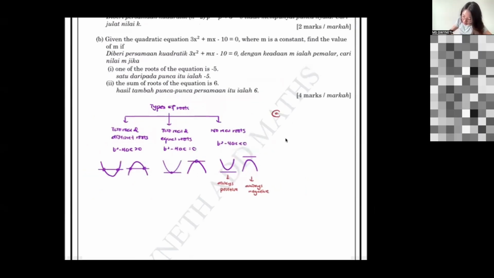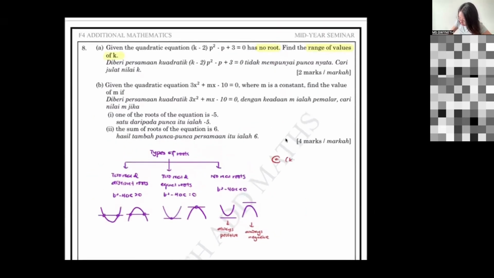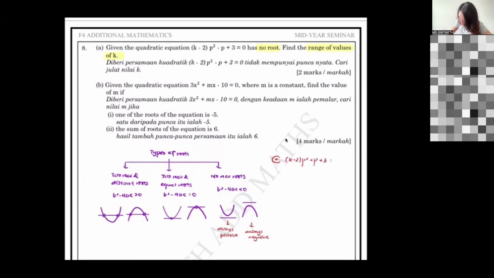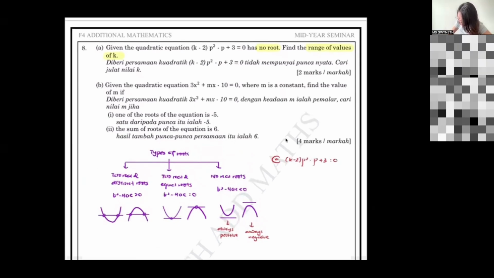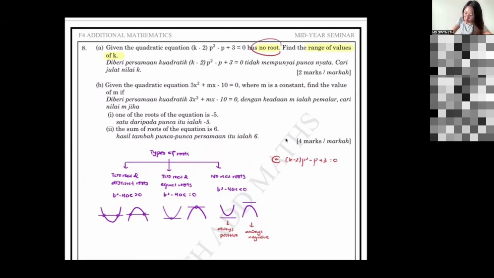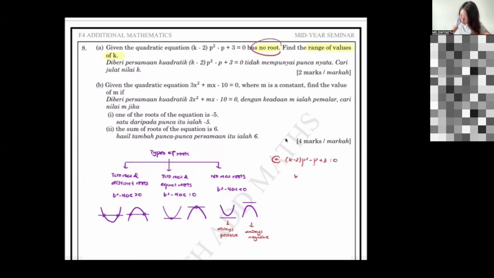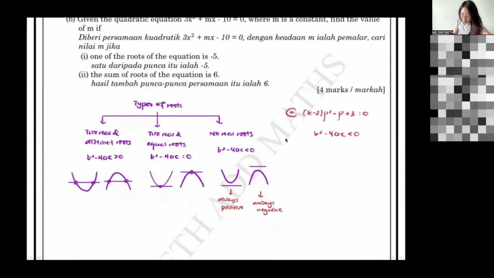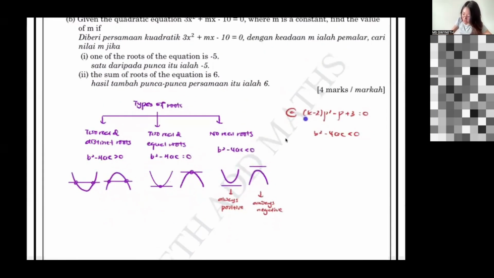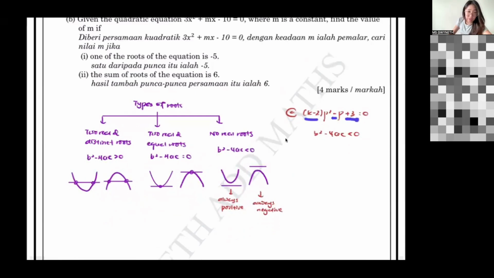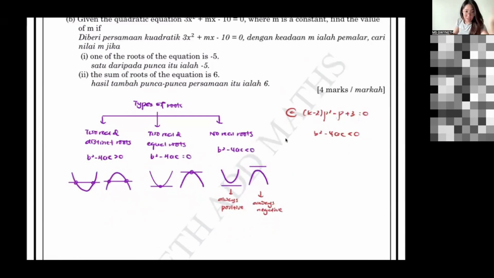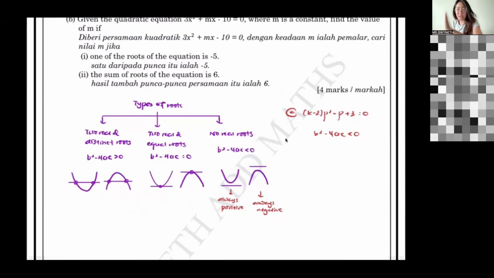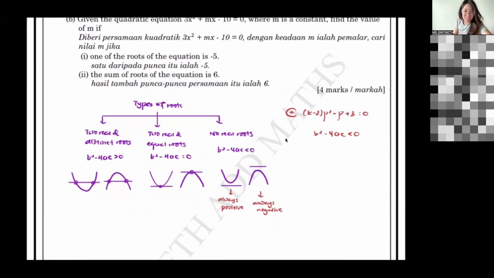Okay, A, they say quadratic equation, k minus 2 p squared plus p plus 3 equal to 0. Okay, this is minus p, yeah? No root means you have to do b squared minus 4ac lesser than 0. Now, your a, your b, you know how to differentiate already, yeah? In front of p squared, that's a. In front of p power 1, that's b. Everything behind without p is your c.